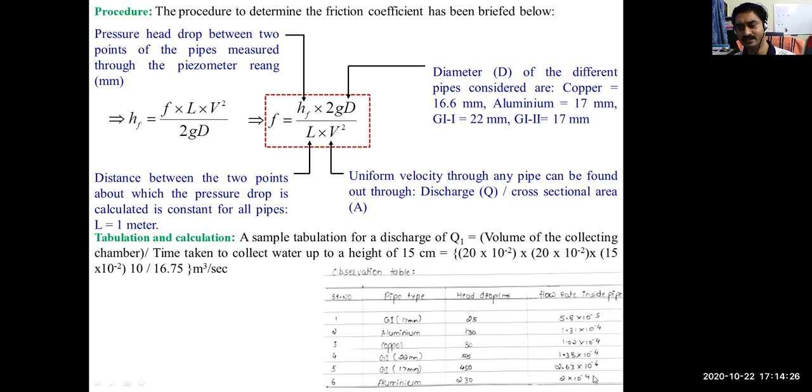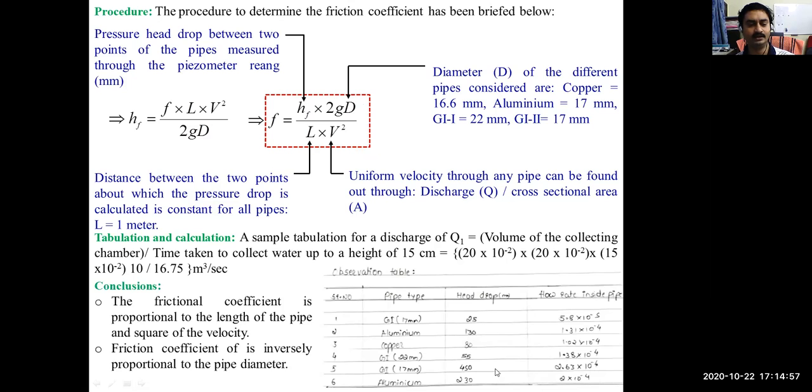Once he has the discharges, he has the cross-sectional areas, and he will divide by them. Then he will get the velocity. HF is known to him. L is constant, equal to 1 meter. The diameter of the pipe is known. So accordingly, he will get the corresponding friction factor. Fine. So this table, whatever he has done for a particular discharge, he may repeat for other discharges, and he can have different tabulations to verify the same fact.